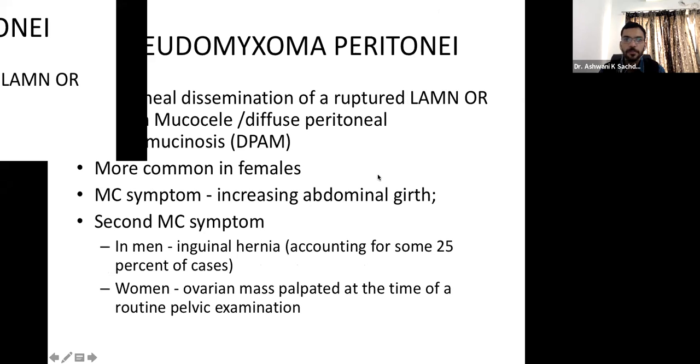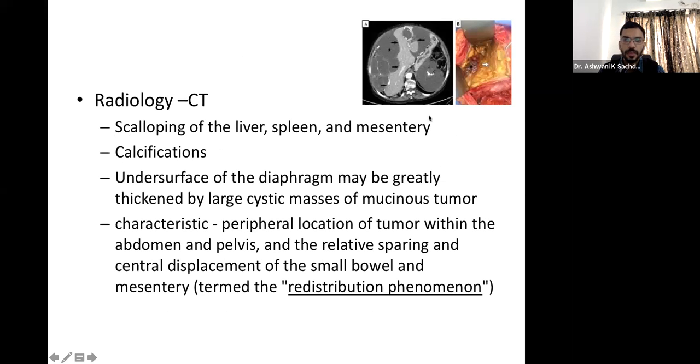Coming on to pseudomyxoma peritonei, it is peritoneal dissemination from ruptured LAMN or benign mucocele, also termed diffuse peritoneal adenomucinosis, more common in females. The most common symptom is increasing abdominal girth. The second most common symptom in men is inguinal hernia, and in women it is an ovarian mass, which is palpable at the time of pelvic examination. Radiologically, you'll see scalloping of the liver, spleen, and mesentery.